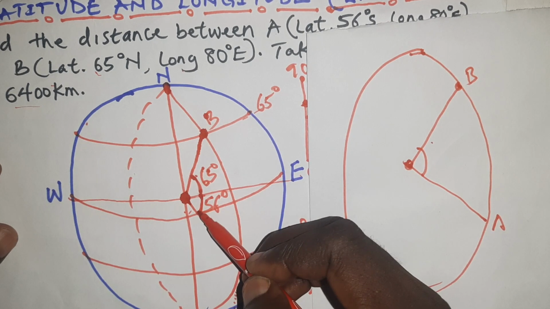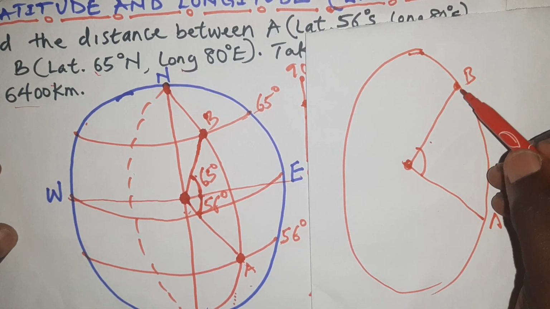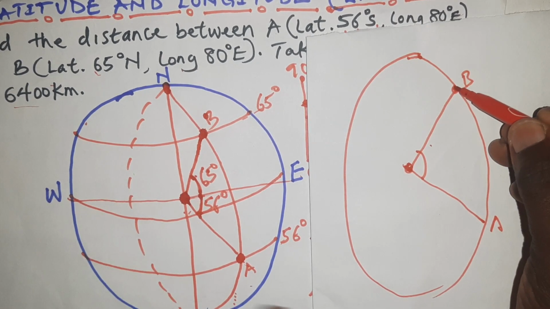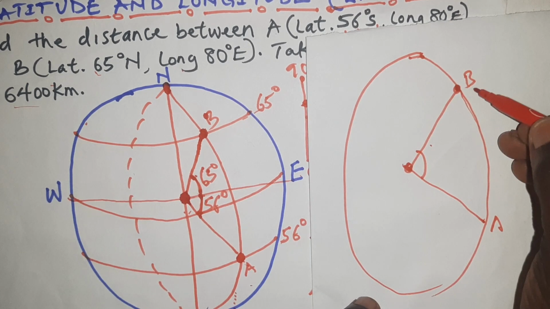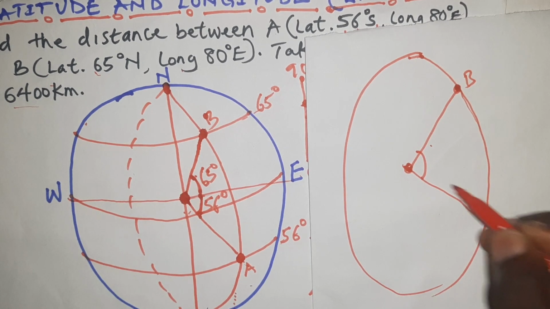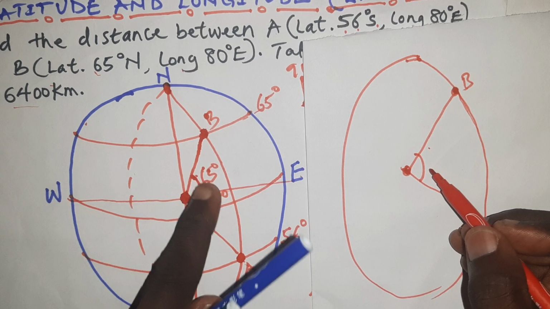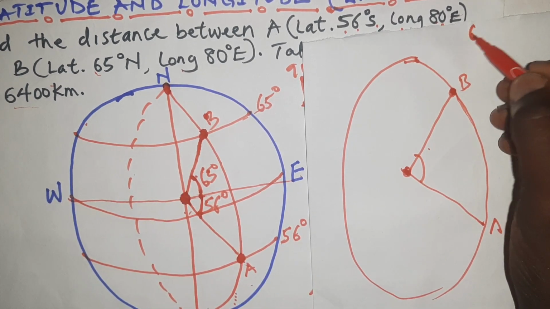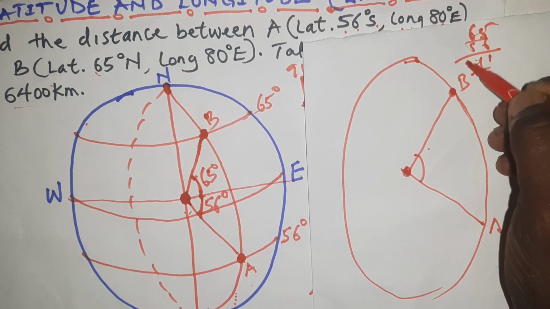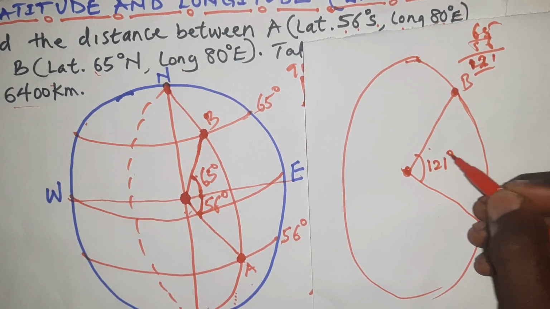So if you add up all the angles inside, you remember that this is a sector. So any space in a circle bounded by 2 radii, you have a sector there. And this distance between B and A is an arc. So let me fix the angle there so that we'll know the angle that this arc is subtending at the center. Then we can easily get the length of this arc. So the angle is 65 plus 56 gives me what? 121. So this is 121 degrees.